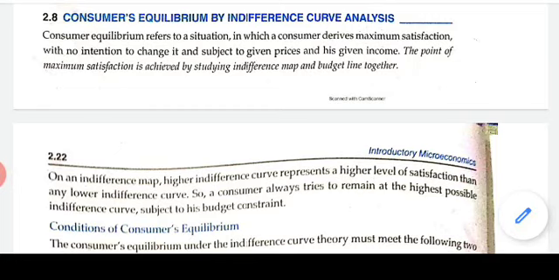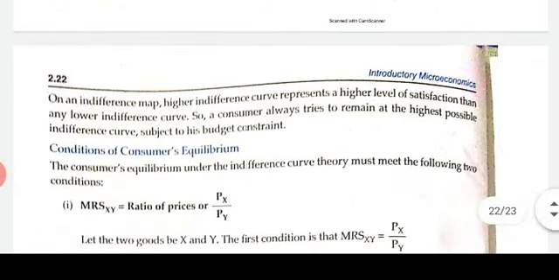The point of maximum satisfaction is achieved by studying the indifference map and the budget line together. So in indifference curve analysis, we will understand the consumer equilibrium by studying the indifference map and the budget line together.